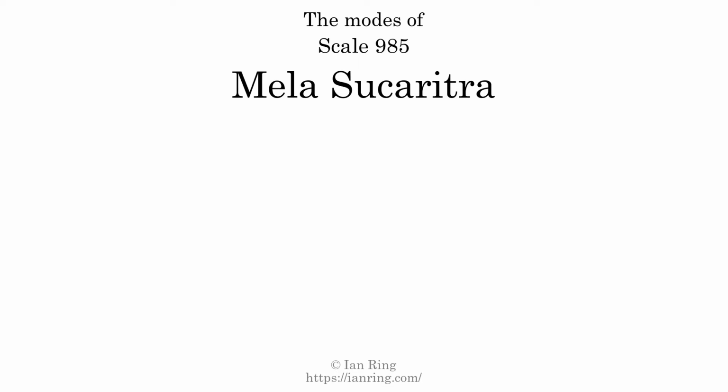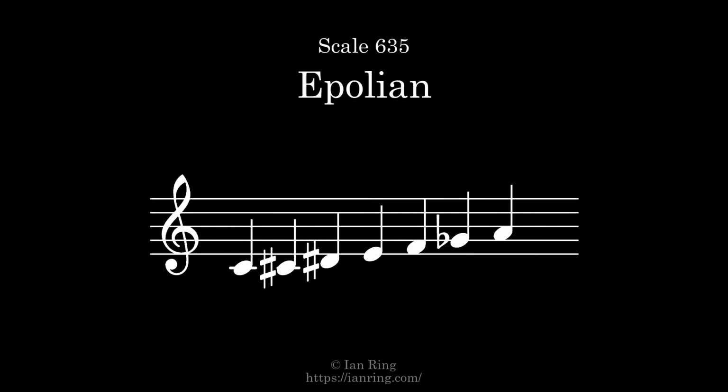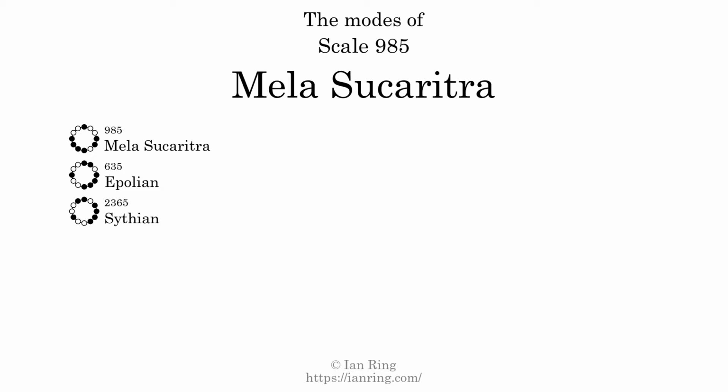This scale has 7 modes. The first mode is itself. The second mode is scale 635, also known as Apollyon. It sounds like this. The third mode is scale 2365, also known as Scythian. It sounds like this.